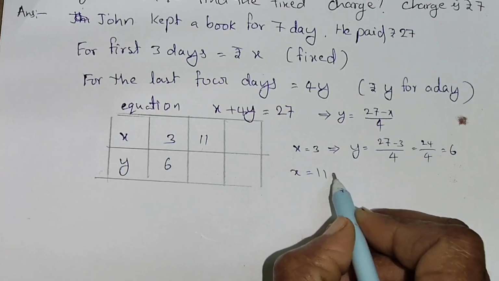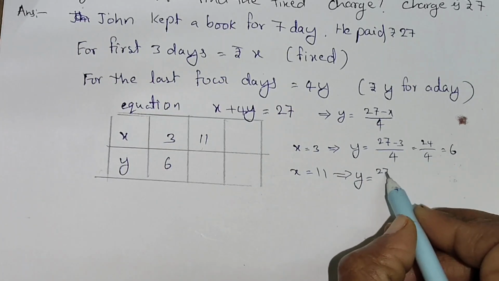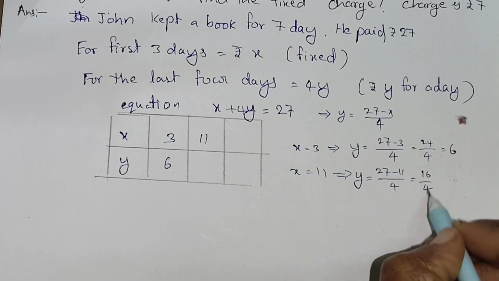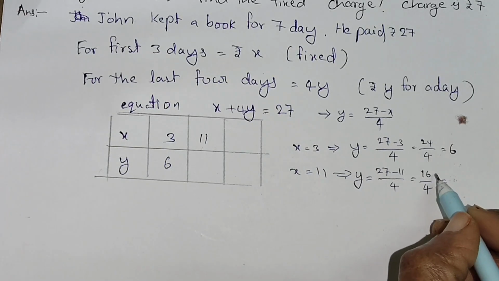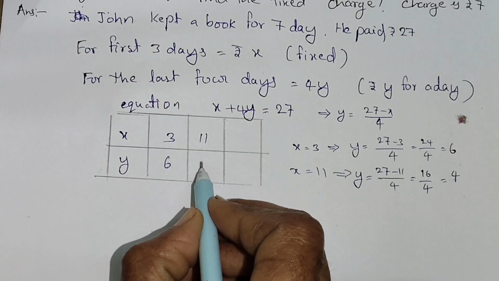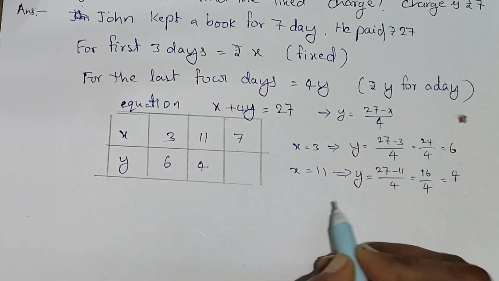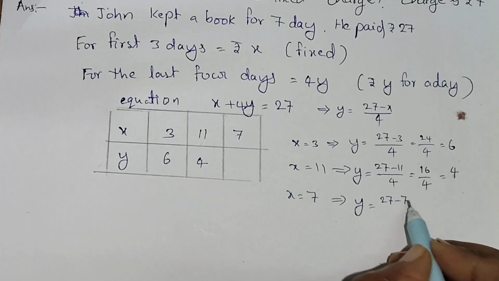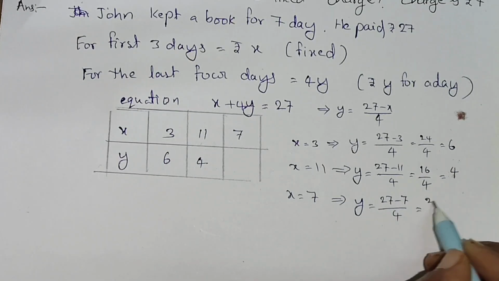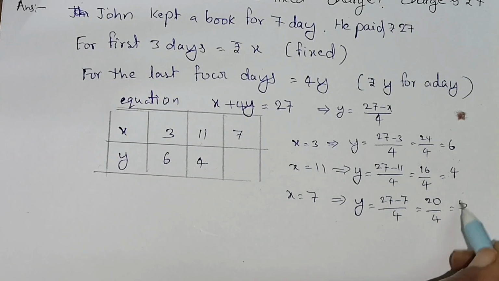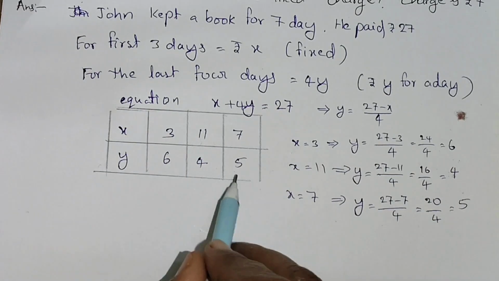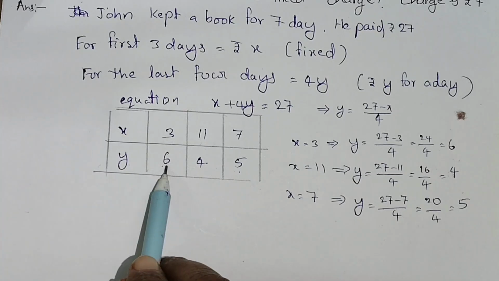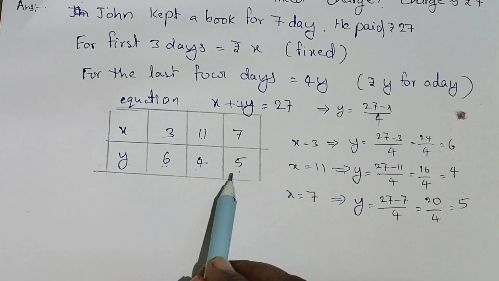Next we take x equal to 11. Then y equals 27 minus 11 by 4, which is 16 by 4, so the y value is 4. Next we take x equal to 7. Then y is 27 minus 7 by 4, which is 20 by 4, so y is 5. So when x is 3, y is 6; x is 11, y is 4; x is 7, y is 5.